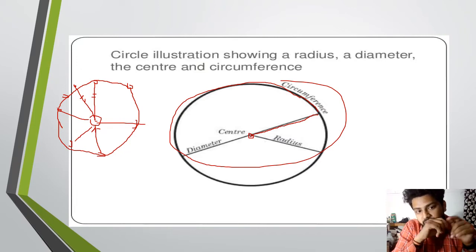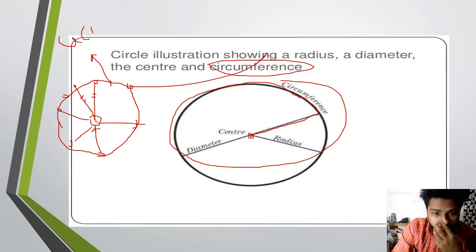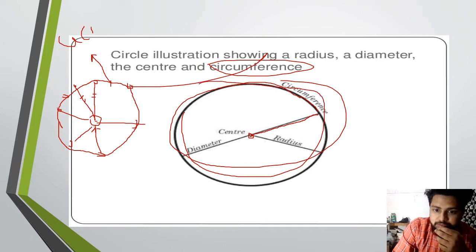Do you know what we call this? After joining all these points, it becomes the circumference of the circle. This is called the circumference of the circle. Here it is written: this one is the circumference of the circle. This is a perfect circle, and this is its circumference. And as we know, this is the center point.